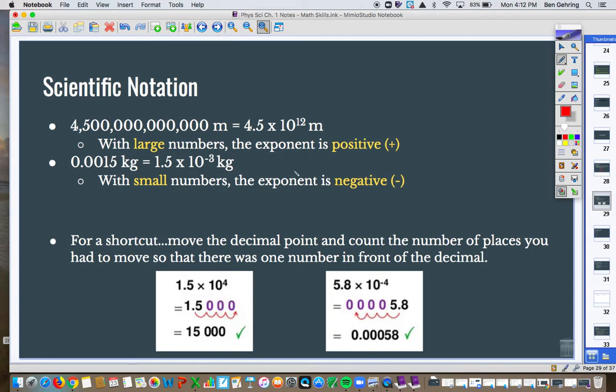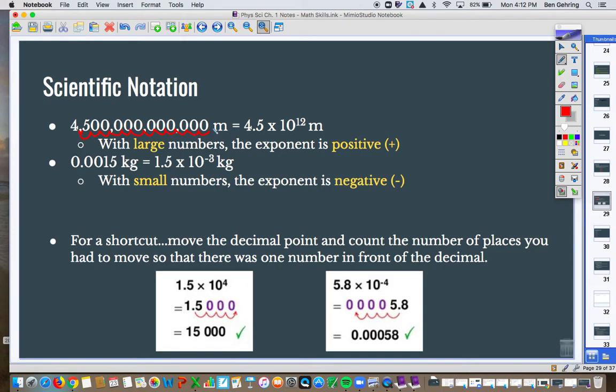Very large numbers. So for example, 4 trillion, 500 billion. We can put the decimal between the 4 and the 5 to make this number between 1 and 10. So 4.5 is going to be our number. And then we move it back to where it started. And so we moved it 1, 2, 3, 4, 5, 6, 7, 8, 9, 10, 11, 12 places. So any big number, and big being bigger than 10, is going to have a positive exponent.